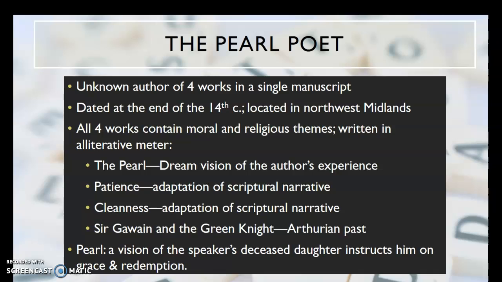Pearl is one of 4 works, all with moral and religious themes, which exist in a single manuscript by an unknown author. Of these, Patience and Cleanness are adaptations of scriptural narratives. Sir Gawain and the Green Knight is set in the Arthurian past, and Pearl, here, is a dream vision of the author's experience. And it's the vision of a lady, apparently his recently deceased daughter, now in heaven. The vision instructs him on the doctrine of grace and redemption. All 4 poems are written in the alliterative meter, which flourished in the North and West from the mid-14th until the end of the 15th century. Modern scholarly opinion dates the manuscript to the end of the 14th century and identifies its place of origin as an area in the Northwest Midlands.